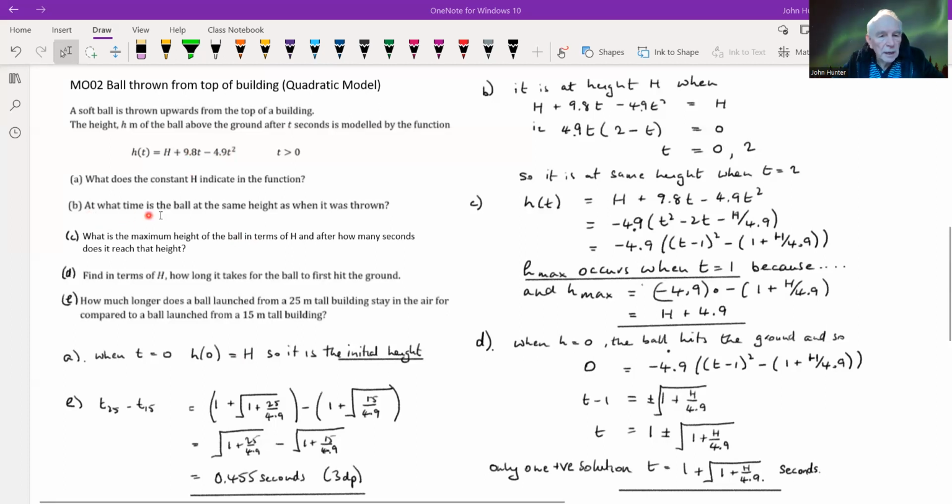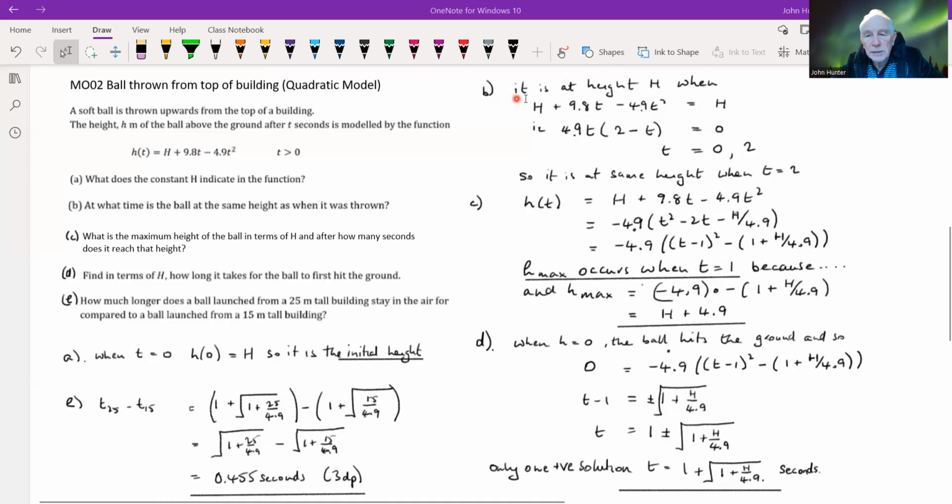At what time is the ball the same height as when it was thrown? So we can imagine this being thrown up from the top of a building. It's going to go down by the side of the building and just drop down on the ground below. And that, I think, is the idea behind the whole thing. But of course, if you throw it up in the air, then at some point it's going to pass the level where the thrower is stood. So that is what it is asking.